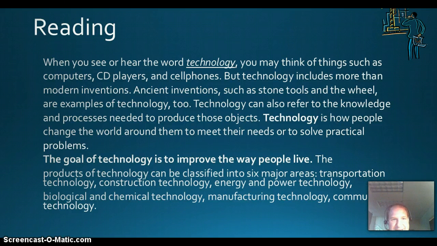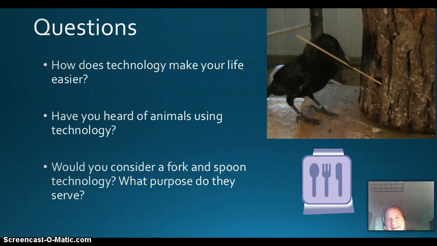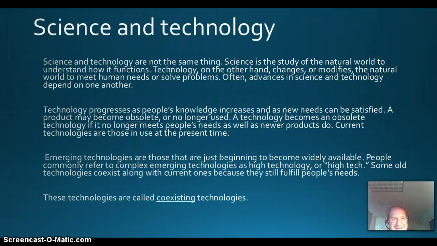So technology, we change the world around us to solve practical problems. Animals can do it too. So science and technology are not the same thing. Science is just the study of the natural world. Technology, we actually change it a bit. New things come, old things become obsolete.